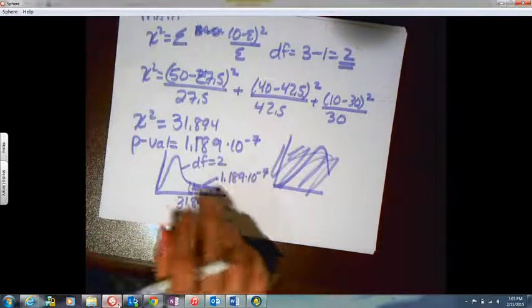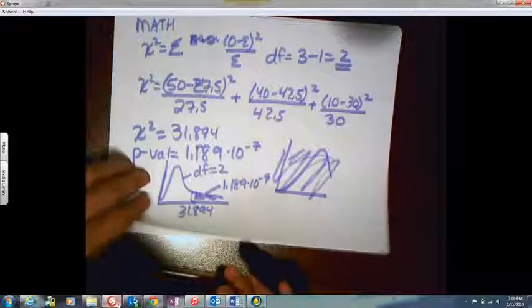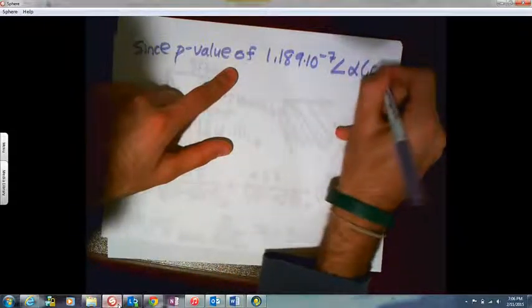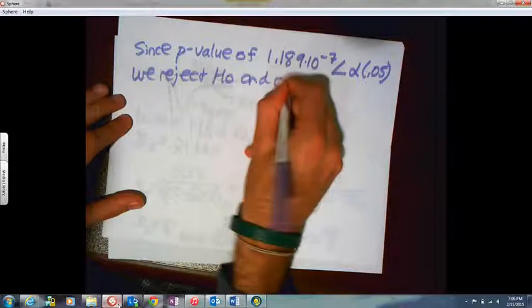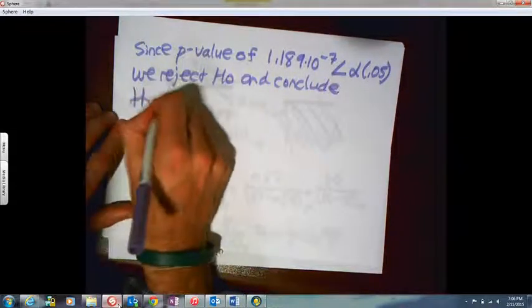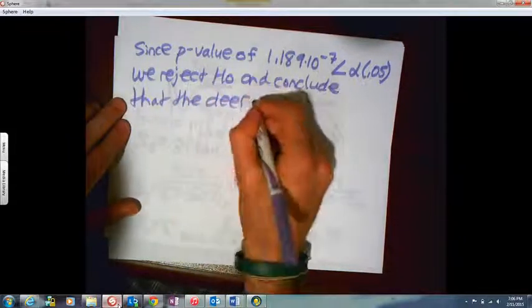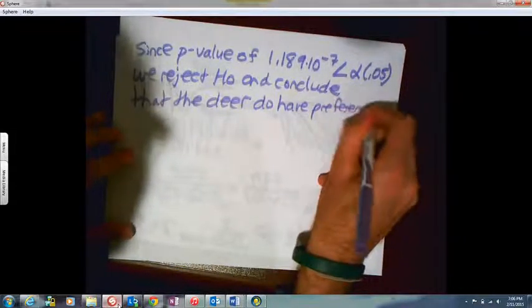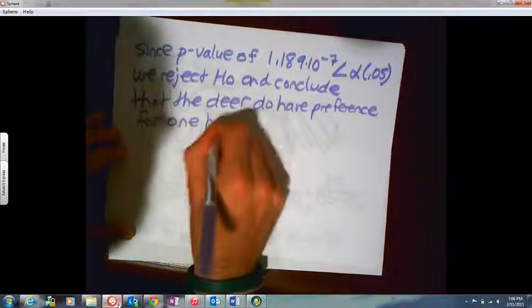Alright, and now the conclusion. And the conclusion is, well, the p-value is super small, so since p-value of 1.189 times 10 to the negative 7 is less than alpha, which is 0.05, we reject the null and conclude what is the alternative, that the deer do have a preference for one habitat, or if you want to put it as they did, one food type.